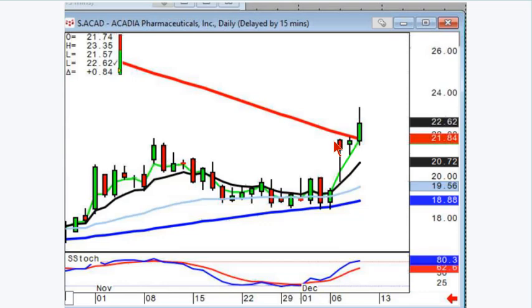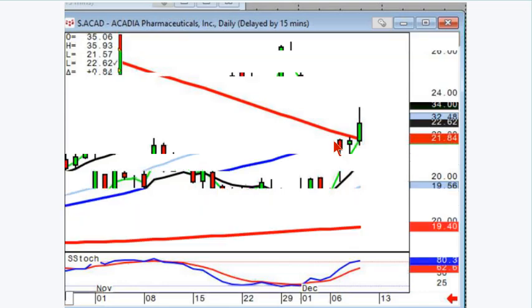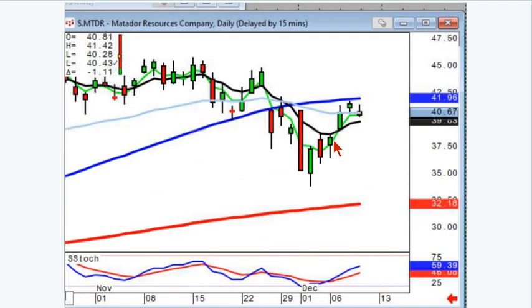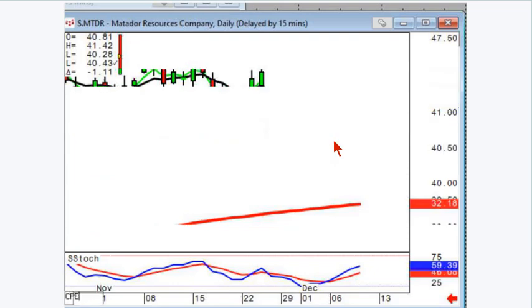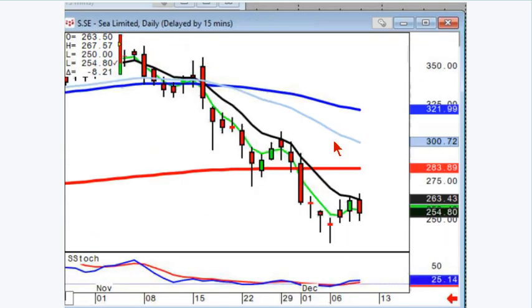ACAD, you stay long. LOTC, oh, okay, that's a LAP. LAC, nothing on this chart. Matador, this one you can get ready to go short with it closing below the T-line. SE, another one you can get ready to go short on a lower open.